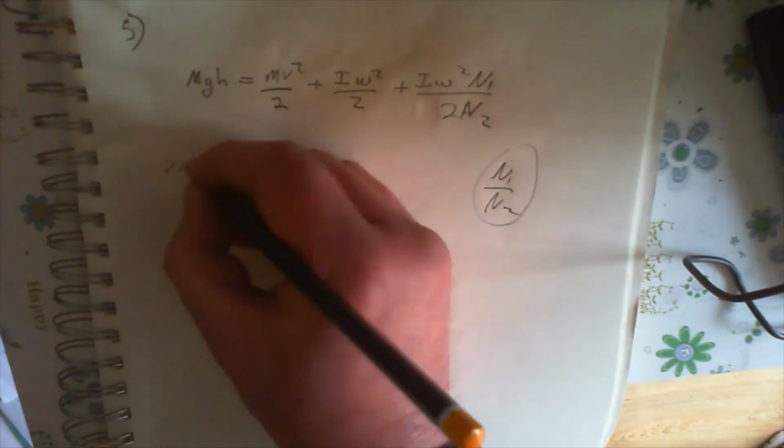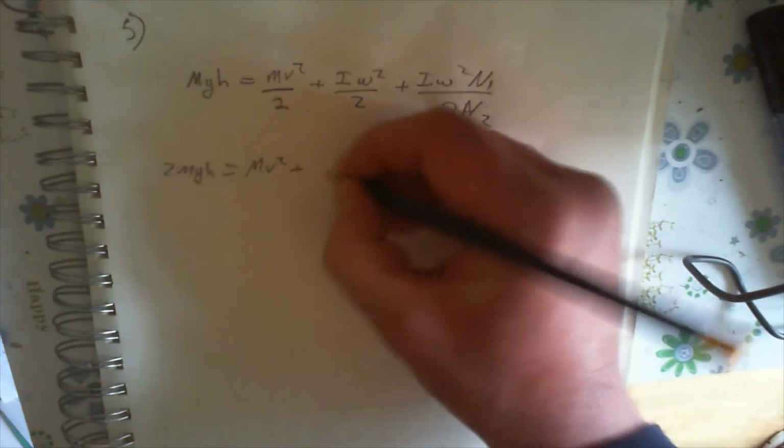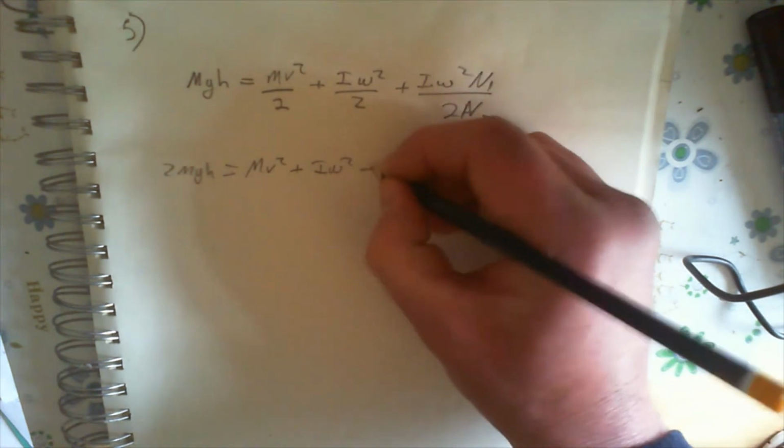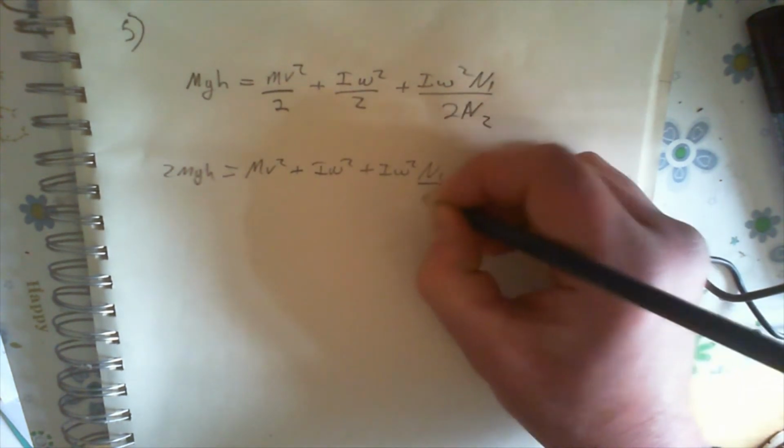So basically just rearranging this. What I would do in this situation is get rid of these 2's. So 2mgh equals mv squared plus I omega squared plus I omega squared n1 over n2.